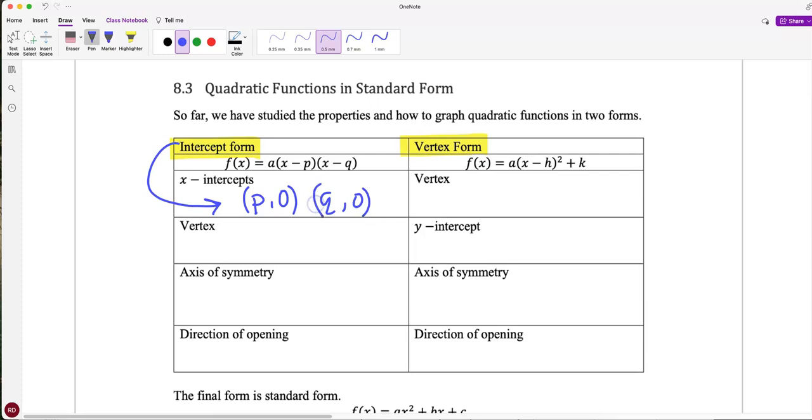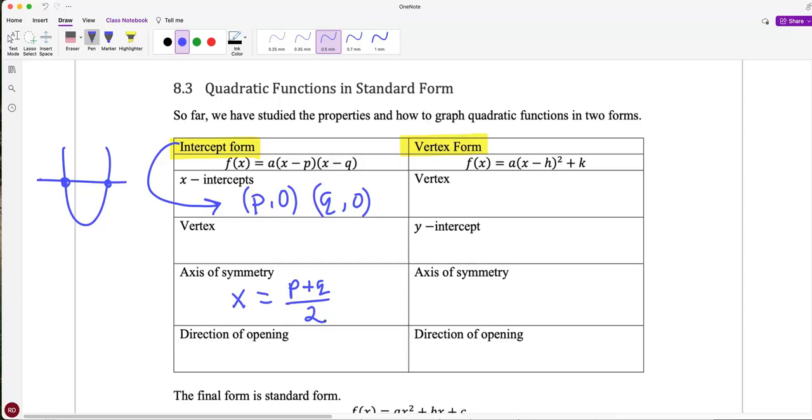The axis of symmetry, if I look at those x-intercepts, is going to be halfway in the middle of that. So it's the average of those 2 points. So x equals p plus q over 2. That is my axis of symmetry. It's halfway between p and q.